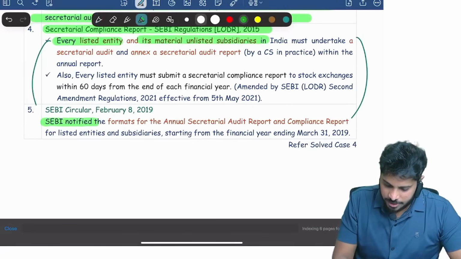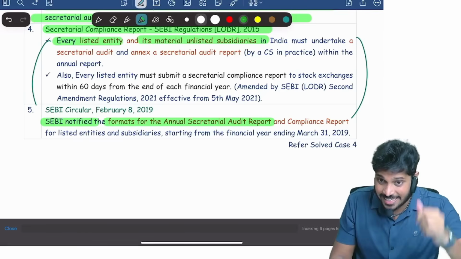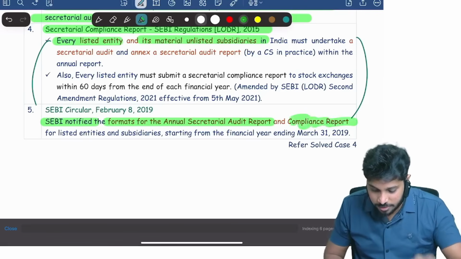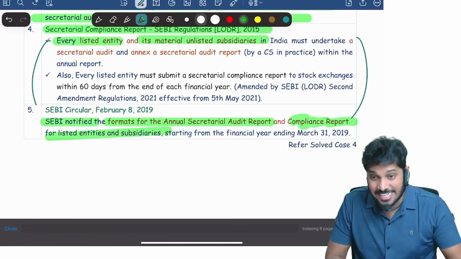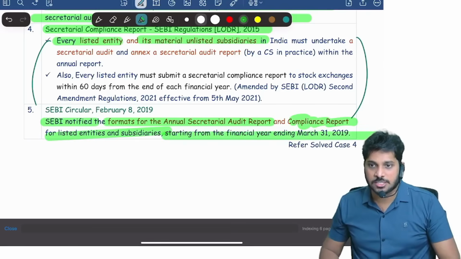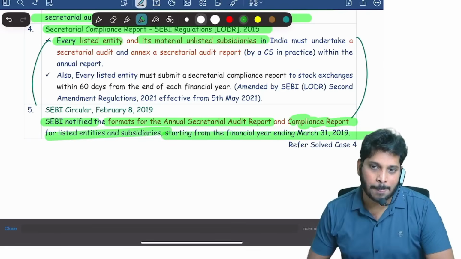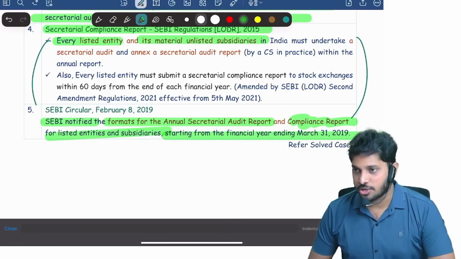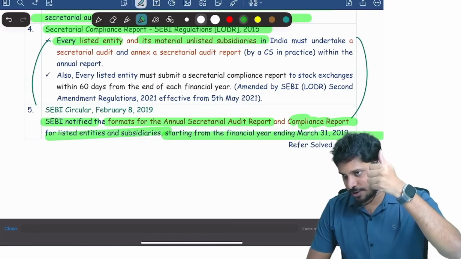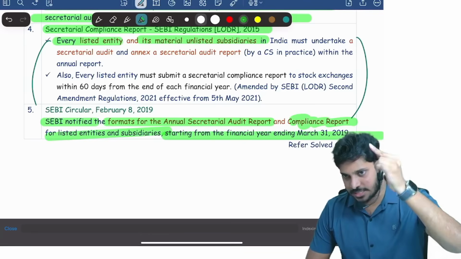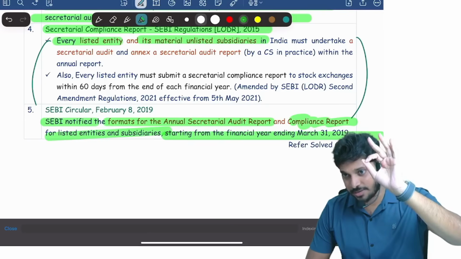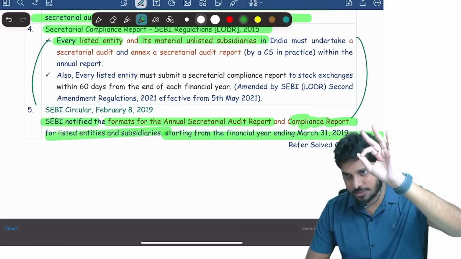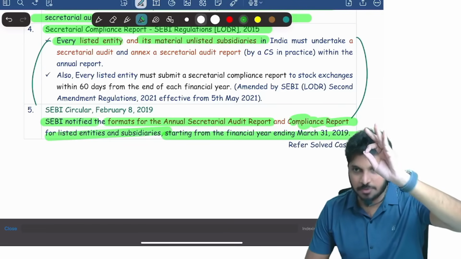Clear? Now SEBI notified what is the format of secretarial audit report and what is the format of compliance report for listed entities and its subsidiaries starting from March 31st, 2019. That's it. Clear? With this, secretarial audit topic is also completed. Applicability is important. Secretarial compliance limit 60 days. That logic is important. MR3 form number is important. That's it. If you remember these 3 points clearly, MCQ or descriptive, you can handle it easily.